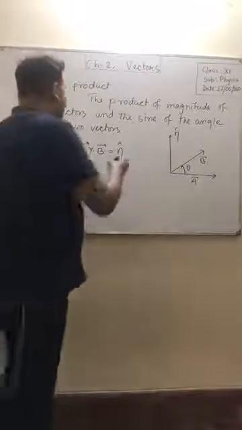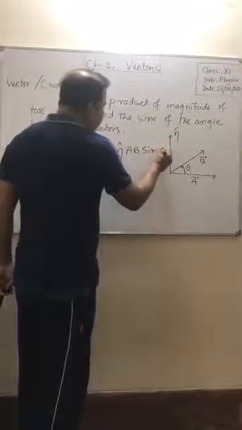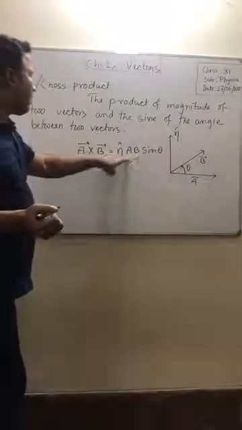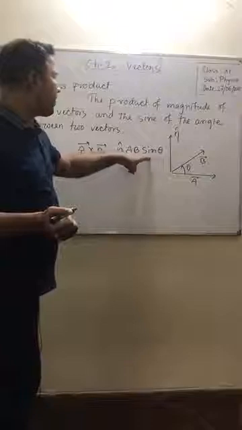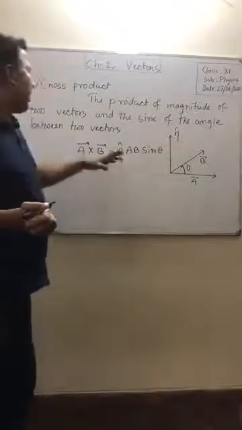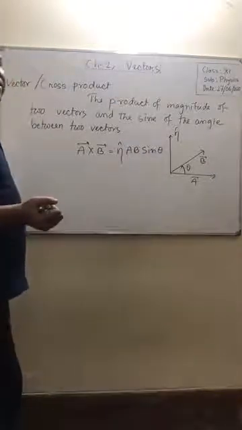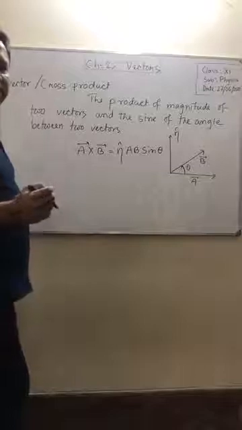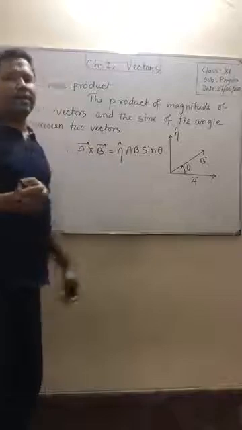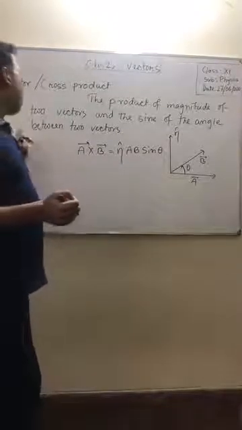Okay, so it comes to eta AB sine theta. Take notes please. The product of the magnitudes of the two vectors and the sine of the angle between them, along with the unit vector. A unit vector along with AB and the sine of the angle between them. This is called the vector or cross product. Clear? Okay, so A cross B equals eta into AB sine theta. Understand? This is called the vector or cross product.